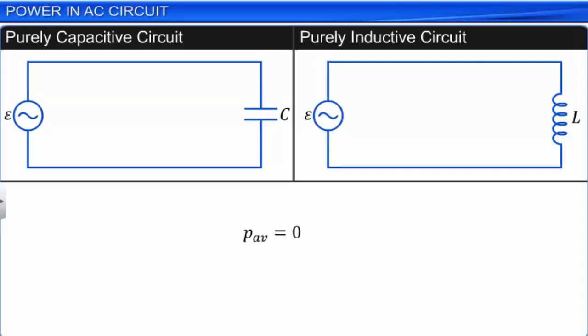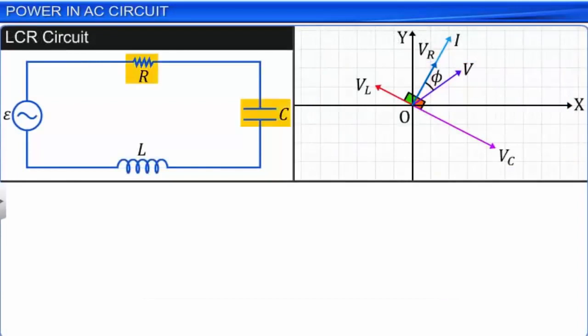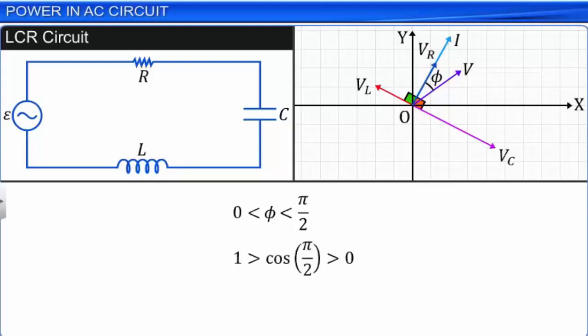In the case of CR, LC, LCR series AC circuits, there exists a phase difference between the AC voltage V and current I in the range of 0 to pi by 2. Hence, the value of the power factor will be non-zero but less than 1. Hence, the power dissipation in these types of circuits is non-zero.